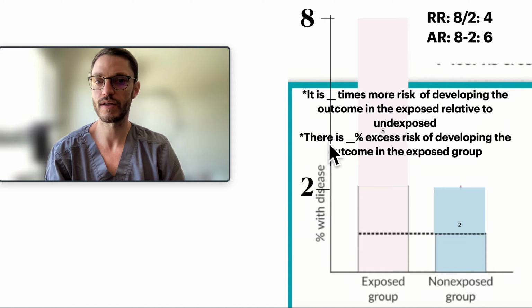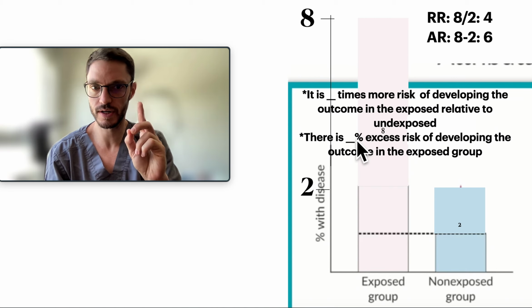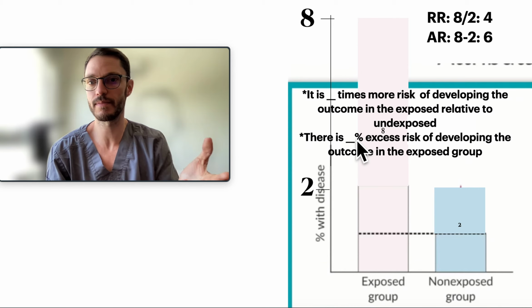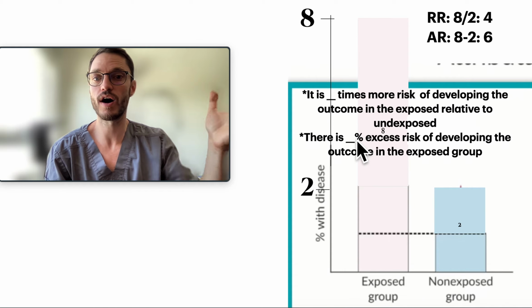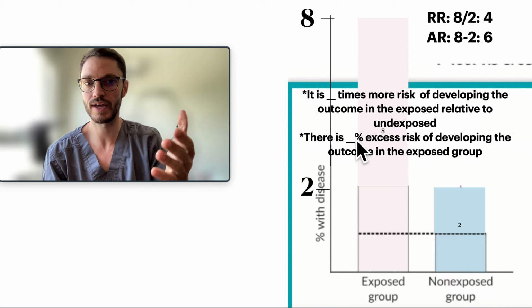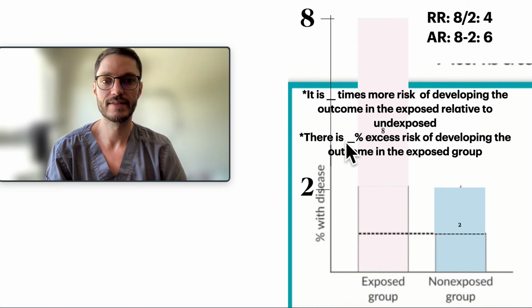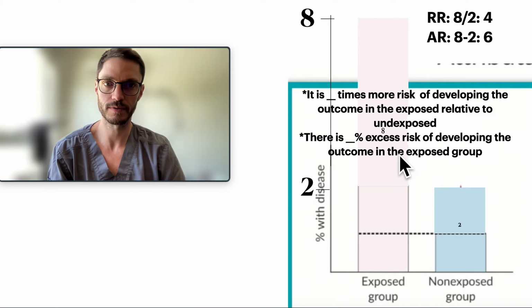And let's see this other one. There is blank percent, there's a unit. This could be 6%, or the same as saying 6 over 100. So it's talking about incidence and incidence rate. There's a unit. There is 6% excess risk of developing the outcome in the exposed group.